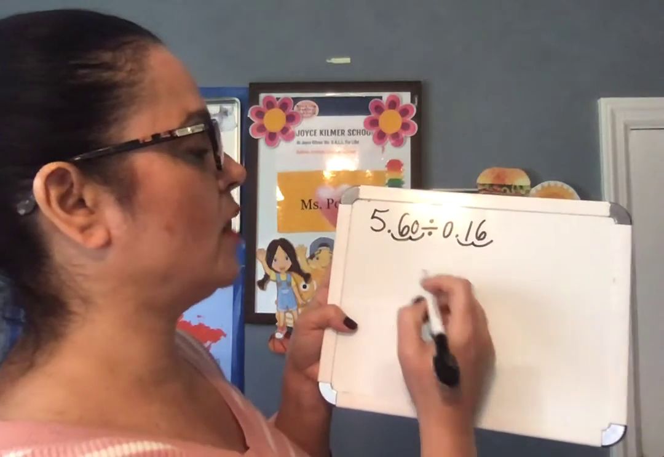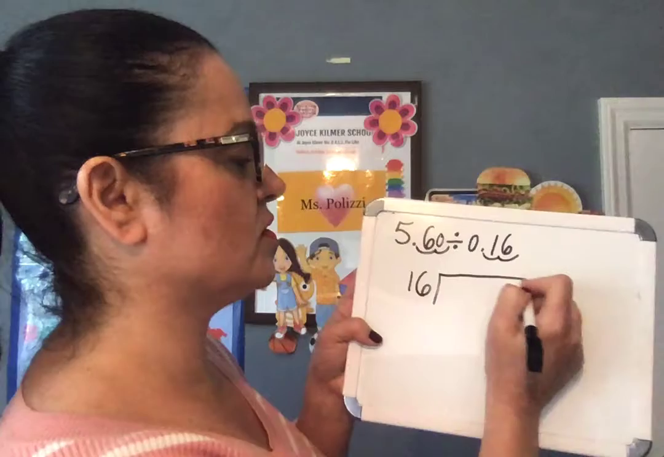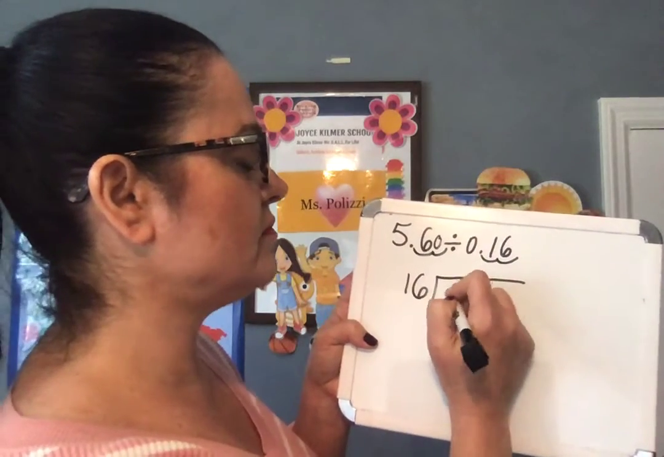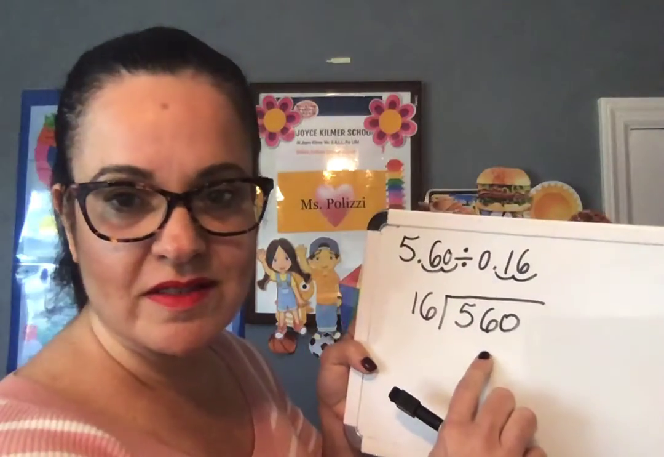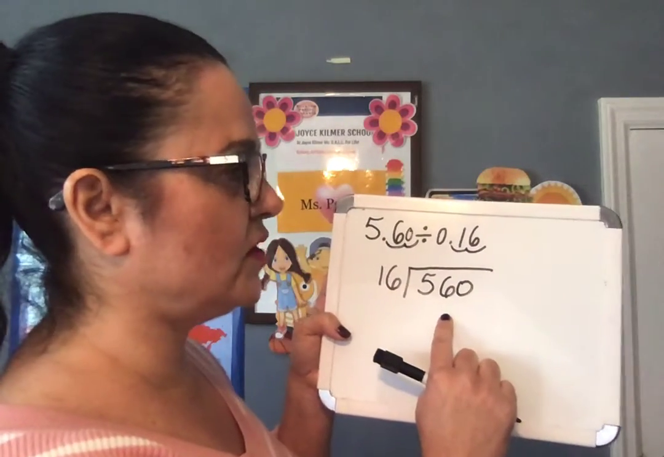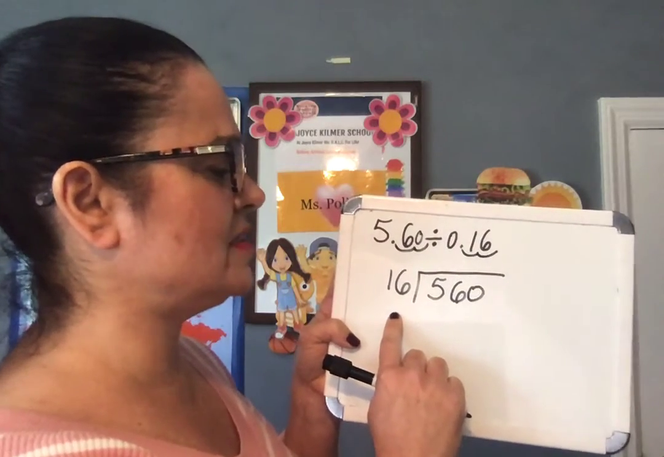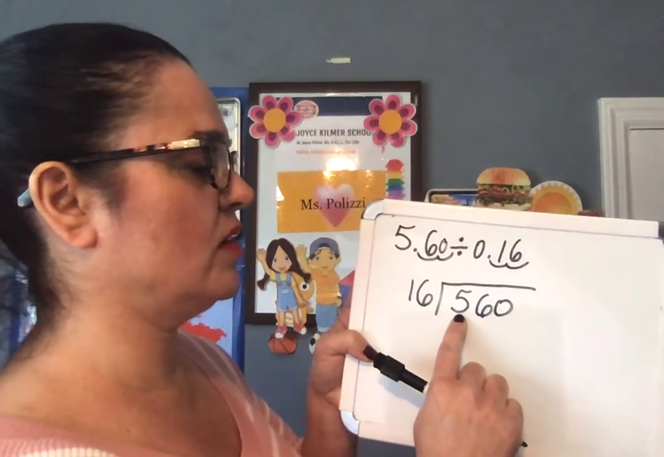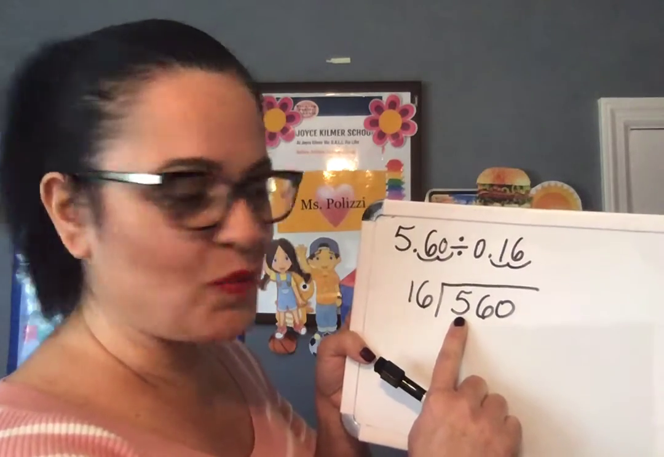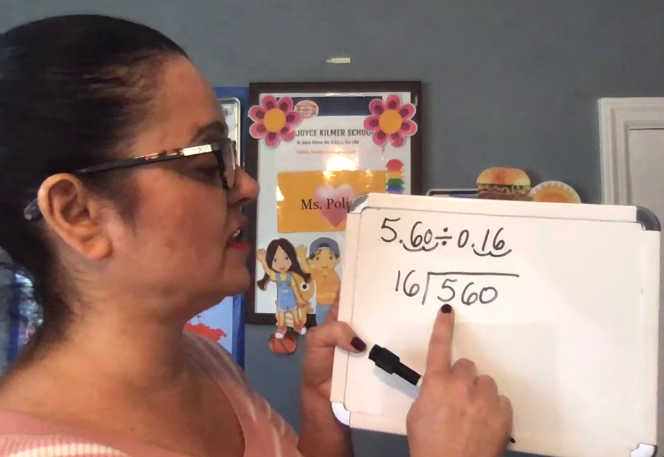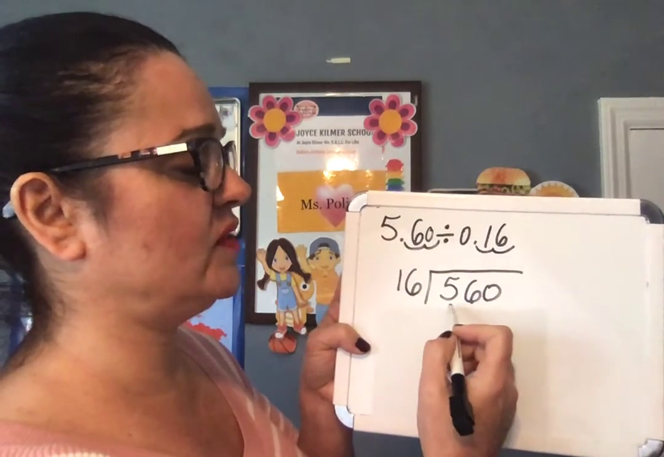So the new problem becomes 16, right, which is our divisor, goes on the outside. And the 560, which is the dividend, goes on the inside. So now that we're trying to figure out division, we want to figure out, well, how many 16s can I take out of 5? Well, that's too small, right? Because 5 is smaller than 16. So we can now say, well, how many 16s can I take out of 56?